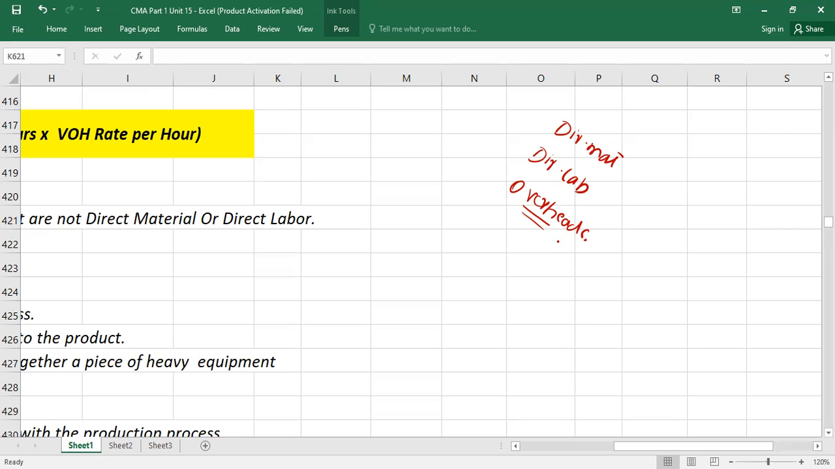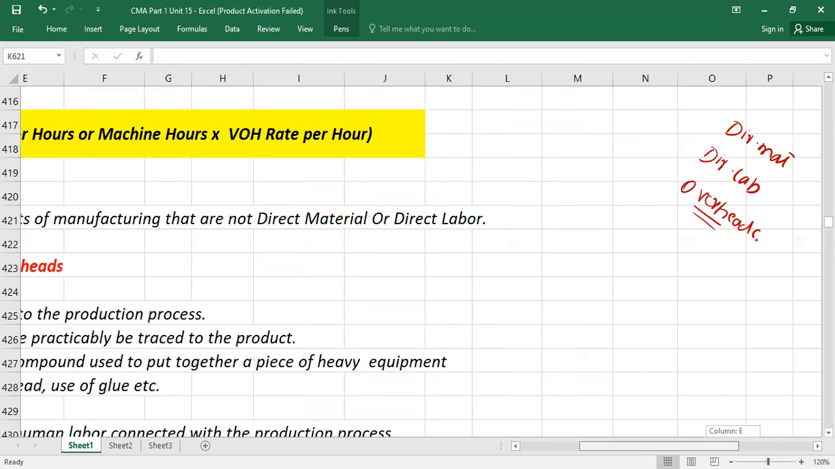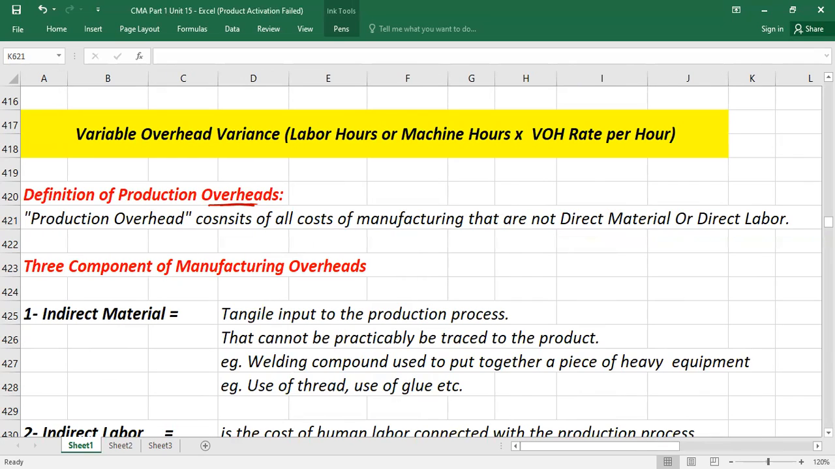I'm talking about indirect labor too. So here we go, let me quickly tell you how overheads are defined, and then we will move forward. First here we have the definition of production overheads. So what is production overhead?